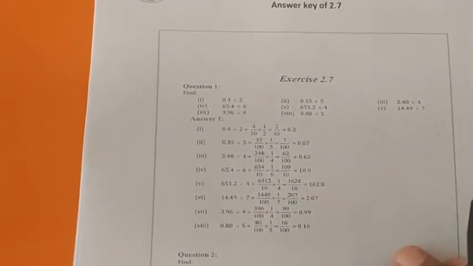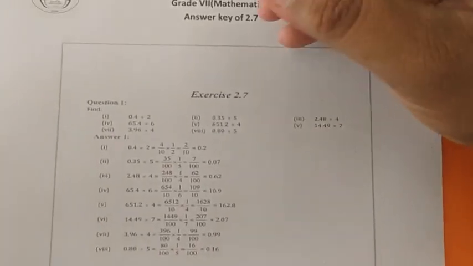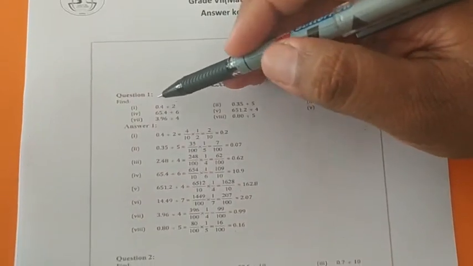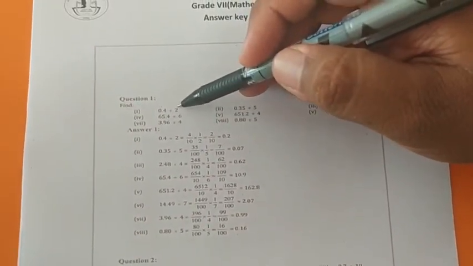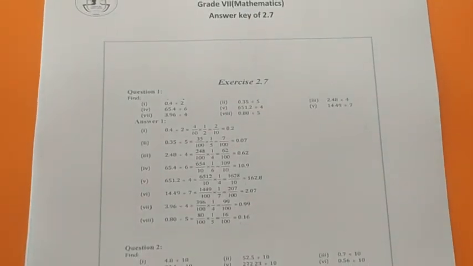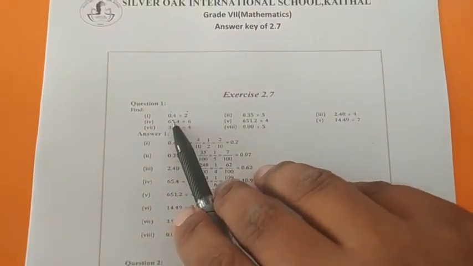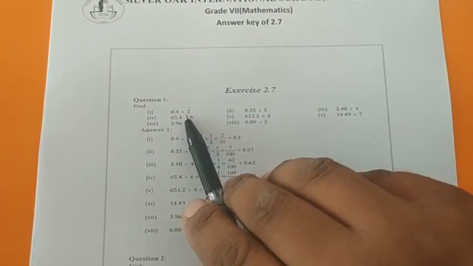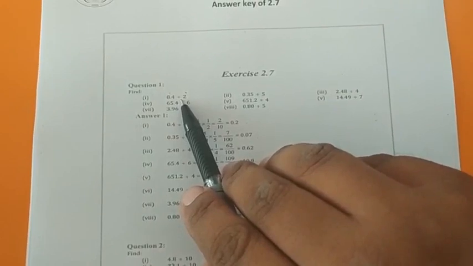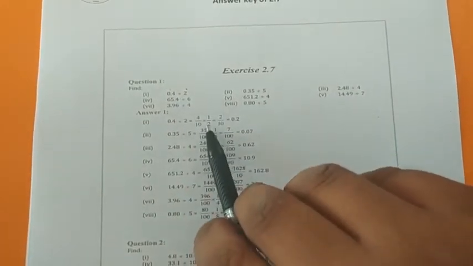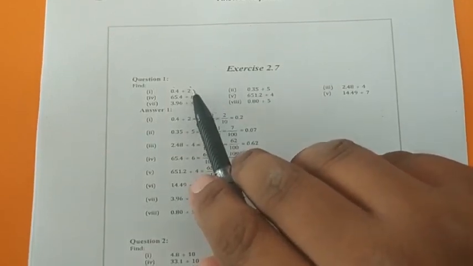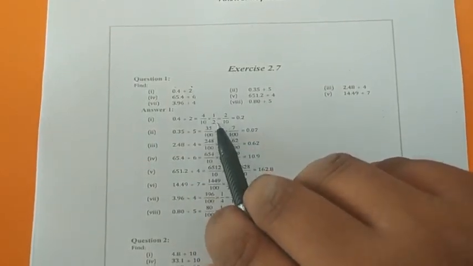The last exercise is division of the decimal values. You have to divide the decimals. 0.4 divided by 2. So what you will write here, similarly as you have done in the fraction chapter. First of all, you will write 0.4, and divide will be replaced by multiply, and this 2 will be replaced, you have to take the reciprocal, 2 by 1 will be replaced by 1 by 2.